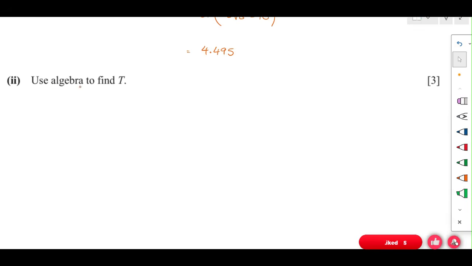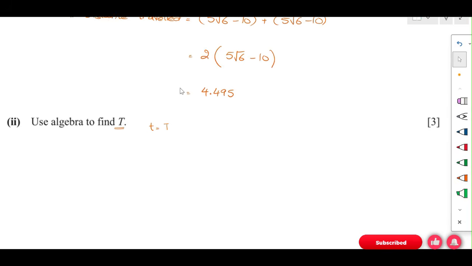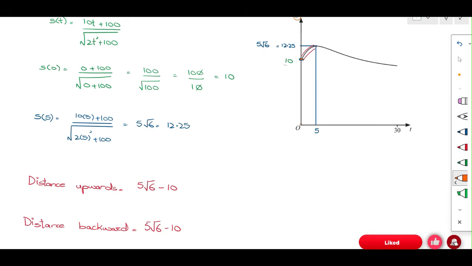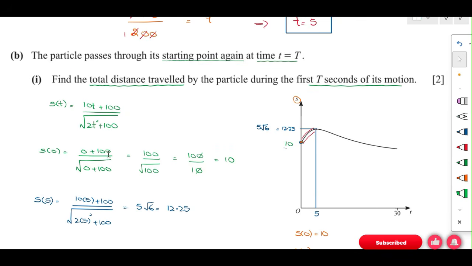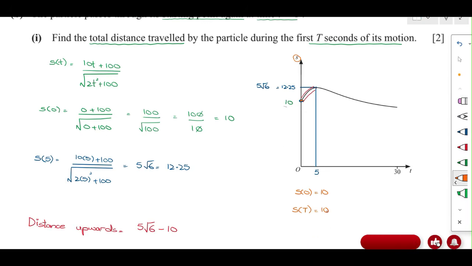Now for the second part, use algebra to find t. What is the time value? Time equals capital T. As we know, the displacement at 0 is 10 and the displacement at capital T is also 10. Why? Because the particle passes through its starting point again. So what was the starting point before? The starting point before was 0, and now the starting point is t. So the displacement at t is also equal to 10.